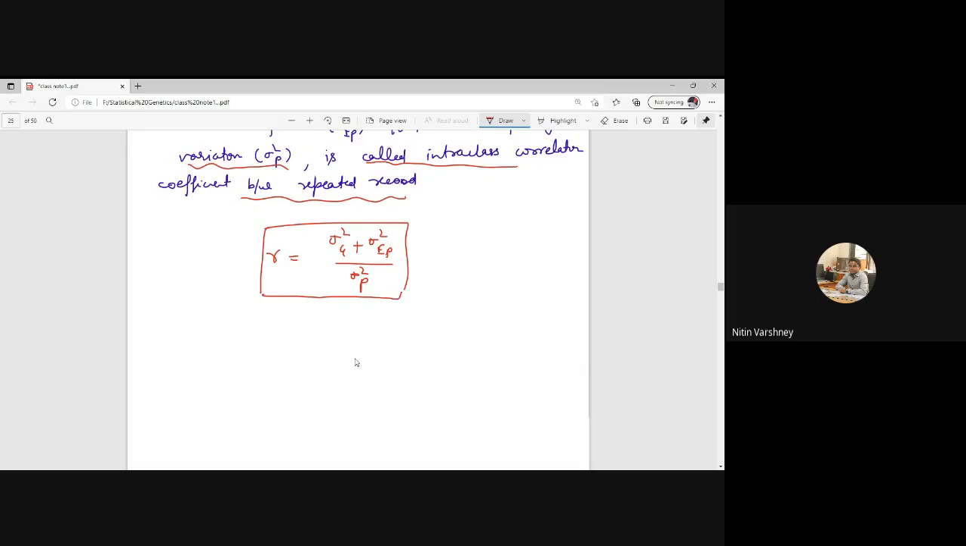What is the range of intra-class correlation coefficient? Anyone? After 20 days you have exam and you don't know what is the range of intra-class correlation coefficient.